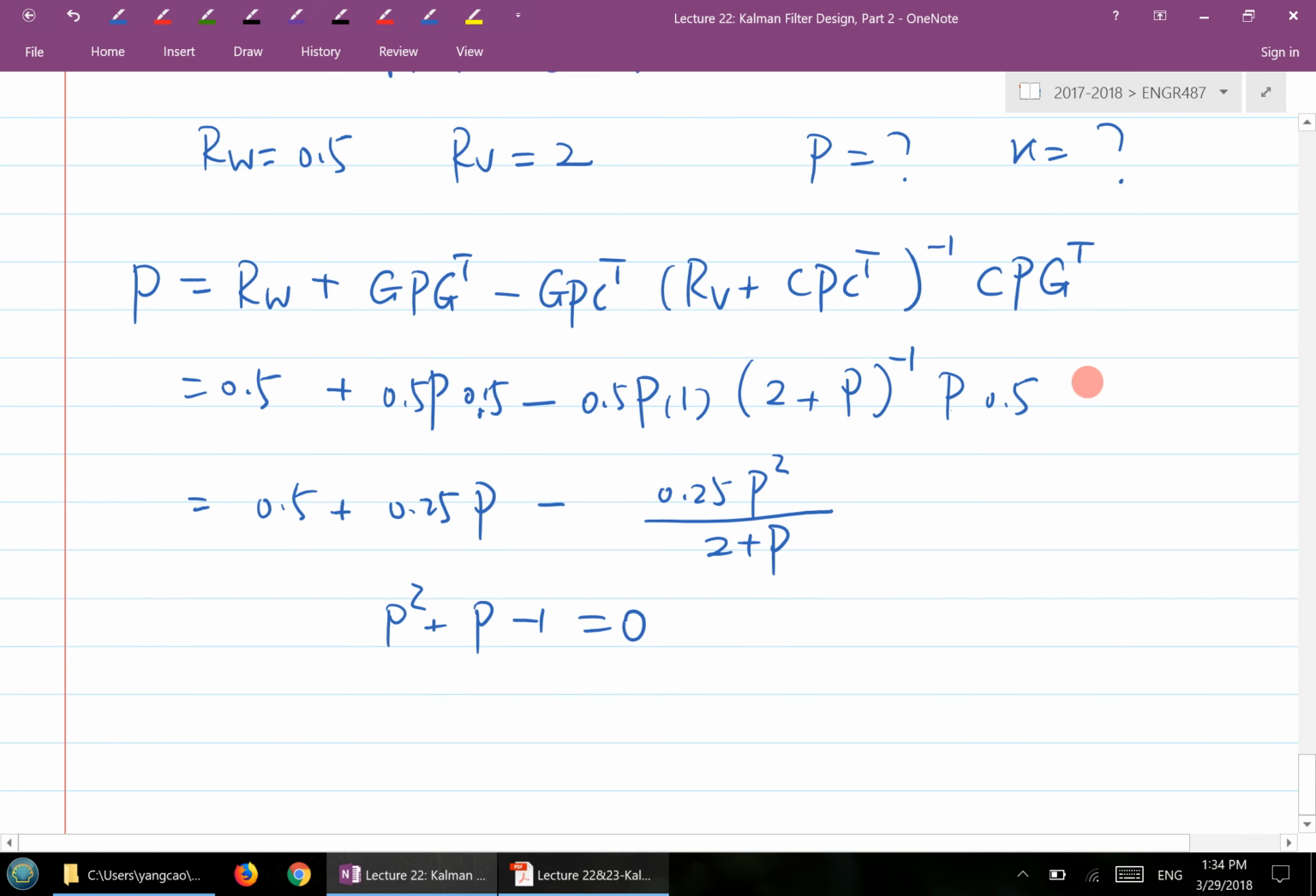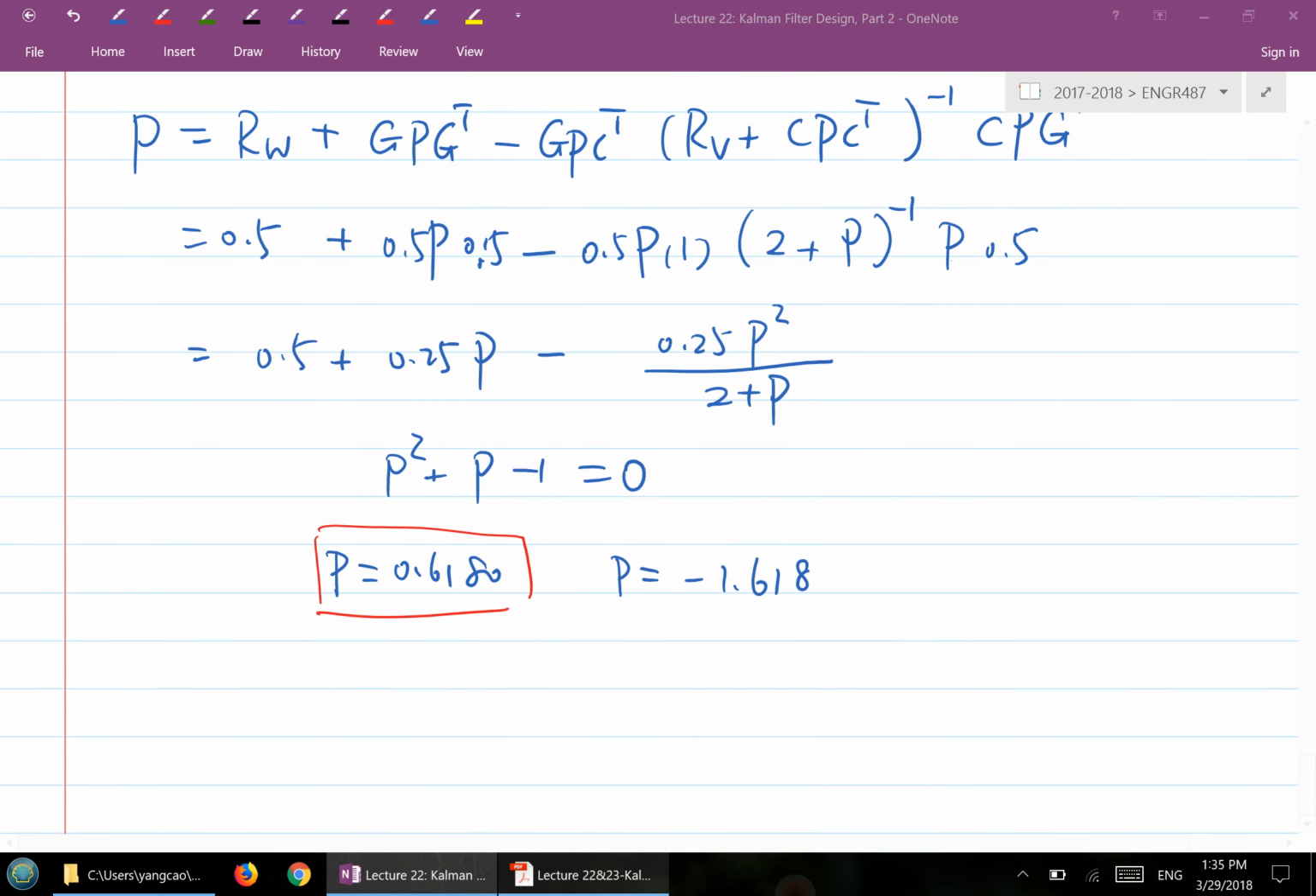And then you get to solve this. You get two numbers. One is positive, and one is negative. So you take what? The positive, because P is basically a positive semi-definite matrix. And that's how you get the P.